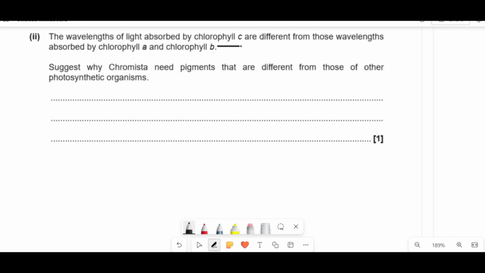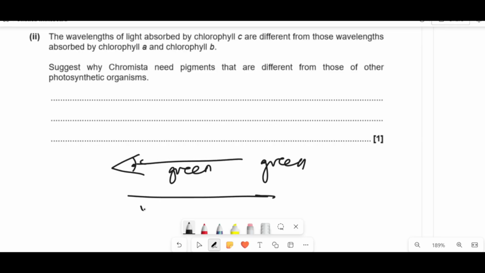The wavelengths of the light absorbed by chlorophyll C are different from those of A and B. Suggest why it needs pigments that are different from those of other photosynthetic organisms. When you're looking at an object, for example, and it's green, what's happening is green light is going into your eye. If you put white light towards it, white is all colors. That means this has absorbed everything except green and reflected it back. So if they've told you that this has different wavelengths than chlorophyll A and B, it clearly means that it absorbs different wavelengths.